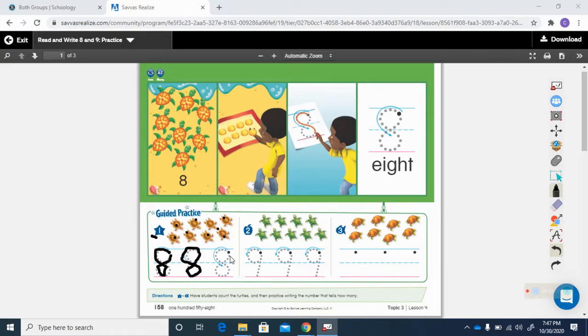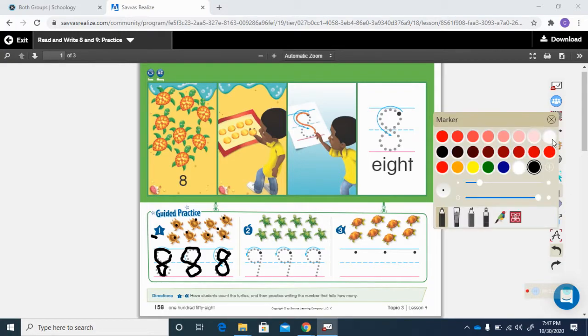One more time. We make an S and come back straight. That is how we make an 8. Go ahead and work on your 8s, and then we'll go to the next one.